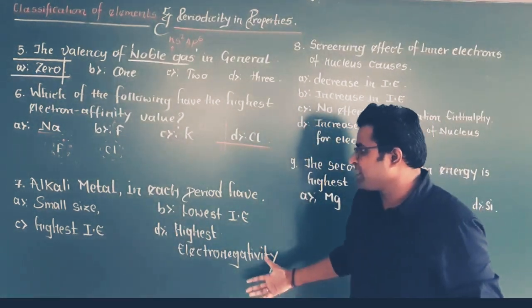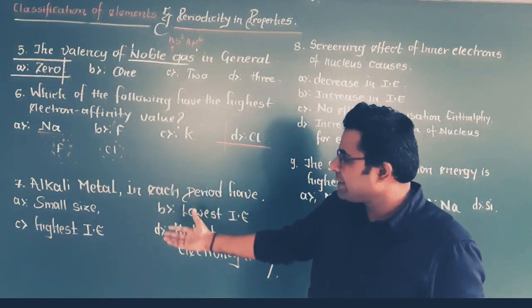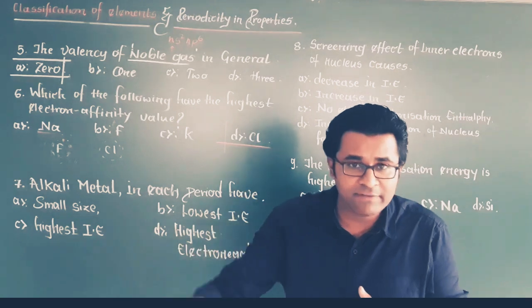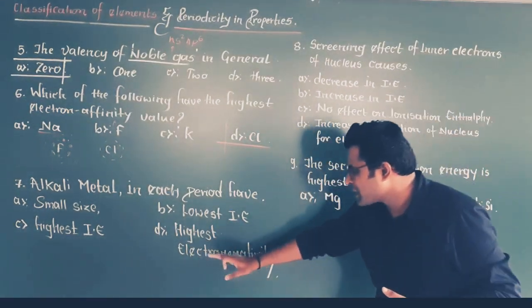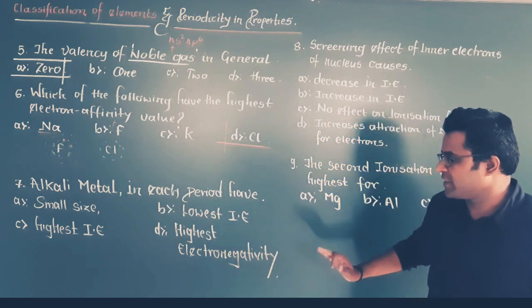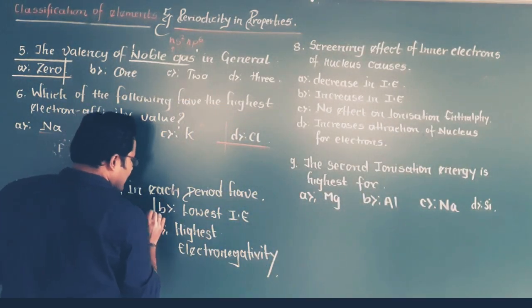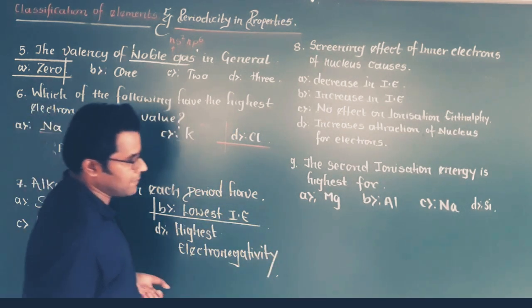Highest electronegativity. Now, we have been discussing the same thing, that is an alkali metal. It is not going to accept the electron, rather it has a tendency to give the electron. So therefore, there is no doubt about the electronegativity. So our answer sticks with the lowest ionization enthalpy.